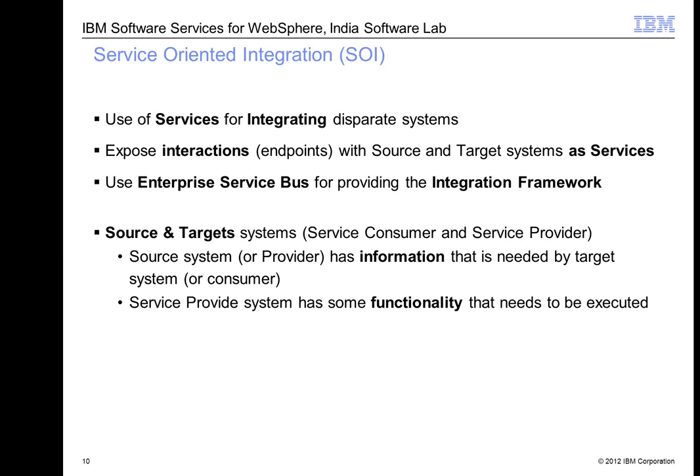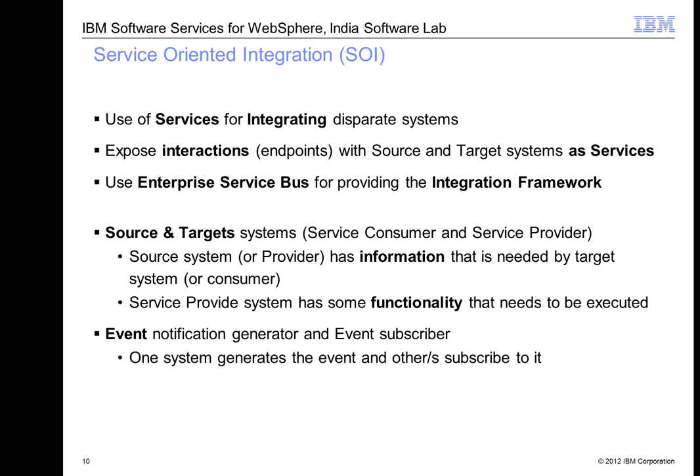We use the terms source and target system very commonly here, and you know that the source systems or the provider systems would have some information that is needed by the target, or they have some functionality that needs to be executed. And the next important concept was about the events. There are some systems that generate events. There are some systems that subscribe to those events.